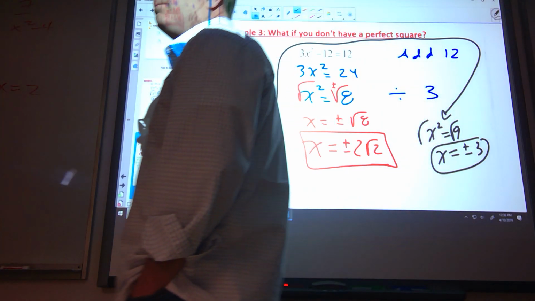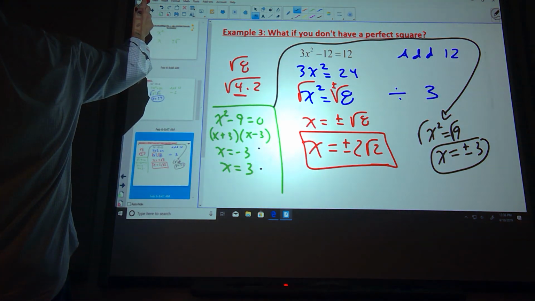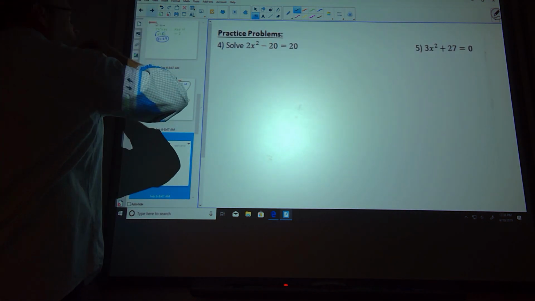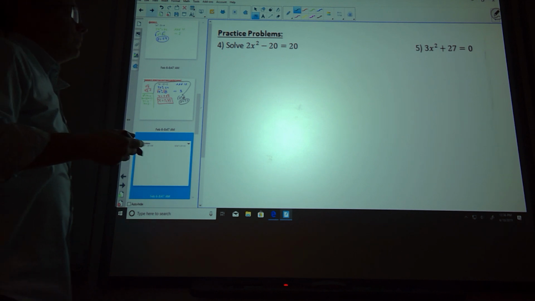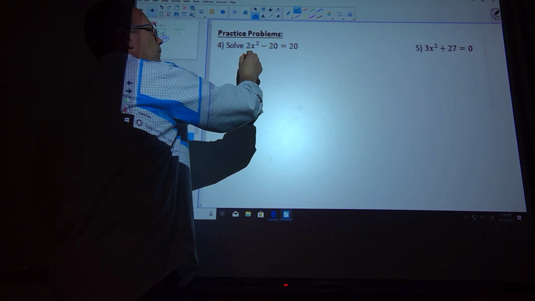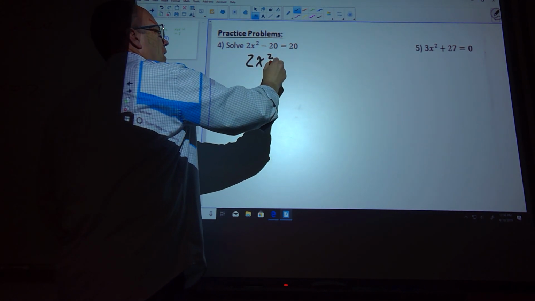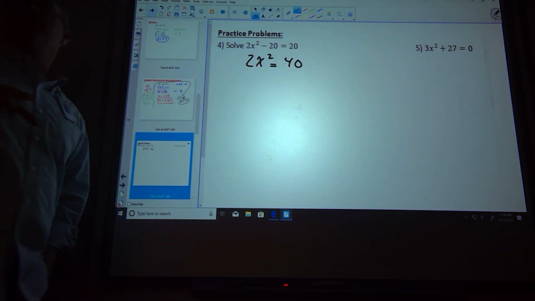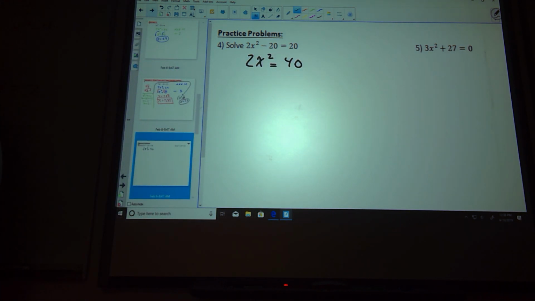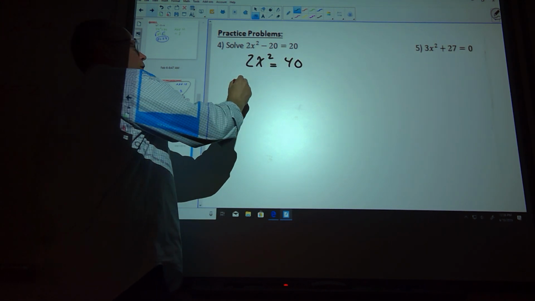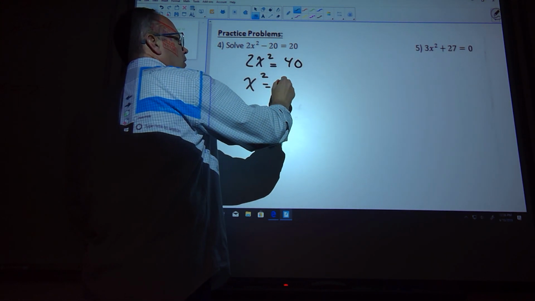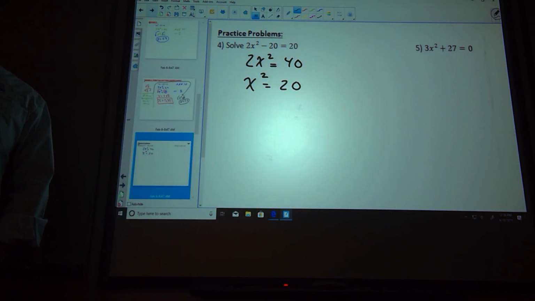Can I move on? Good? All right, so talk to me. What's my first step? Add 20. Add 20, so I get to that. Do you agree? Is anybody stuck on that move? What's the next step? Divide by 2. Is everybody okay with that so far? We good?